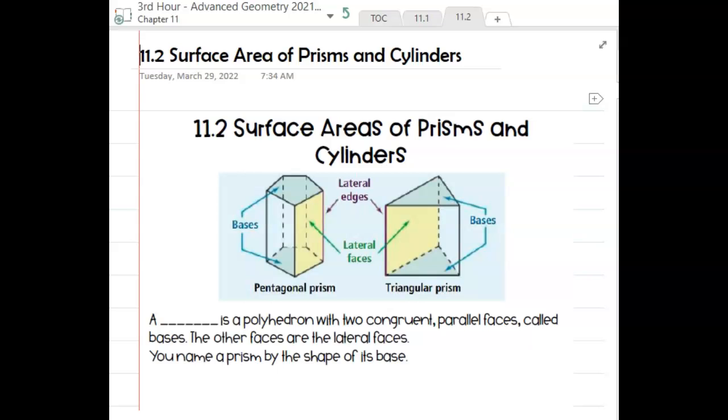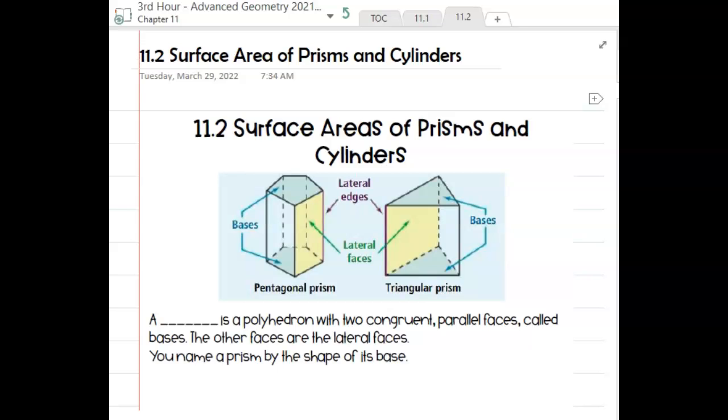All right, so we are going to start talking about surface area today. So how I think about surface area, I've always thought about it like you're wrapping a present and it's how much paper you need if you didn't overlap at all. So the area of that paper.